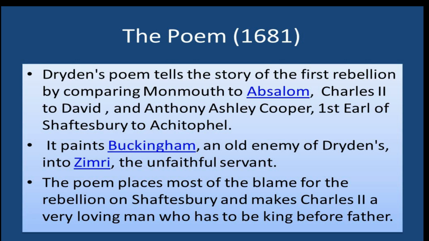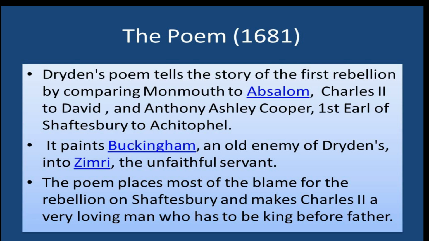The poem was written in 1681. Dryden's poem tells the story of the first rebellion, which took place during the life of King Charles II. By comparing the Duke of Monmouth to Absalom, the son of King David, the poet also compares Charles II to King David. And Anthony Ashley Cooper, the first Earl of Shaftesbury, is compared to Achitophel, the advisor of the Duke of Monmouth.